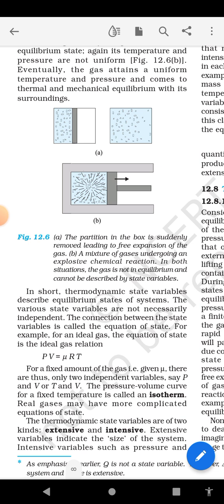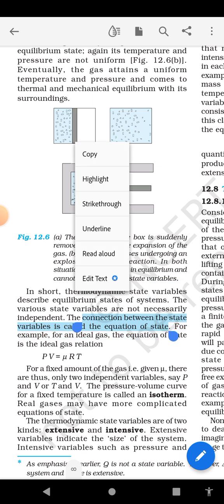The partition of the box is suddenly removed, leading to the free expansion of the gas. A mixture of gas undergoing an explosive chemical reaction. In both situations, the gas is not in equilibrium and cannot be described by state variables. In short, thermodynamic state variables describe equilibrium state of systems. The various state variables are not necessarily independent. The connection between the state variables is called equation of state.